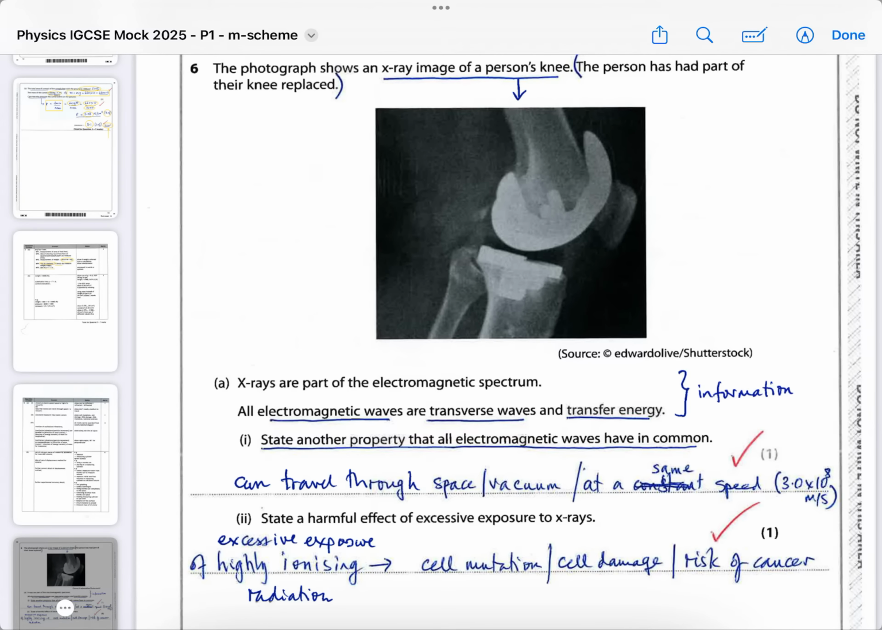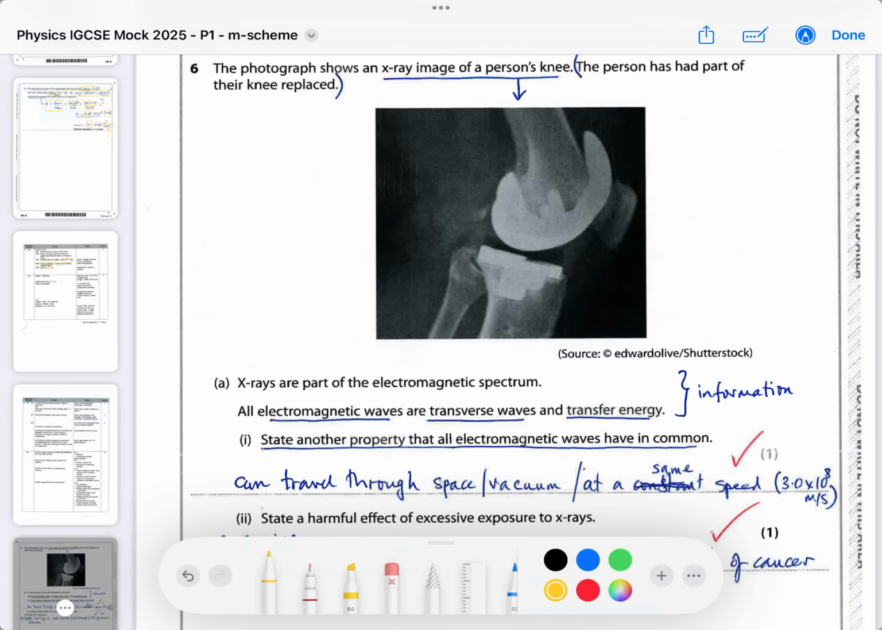Okay, so this question covers both waves and density. That's a strange combination, but let's see how it combines them. The photograph shows an X-ray image of a person's knee. The person has had part of the knee replaced, which will be these whiter areas here. It's knee replacement surgery, and I think it's titanium that they use on the knee that perhaps has worn out too much.